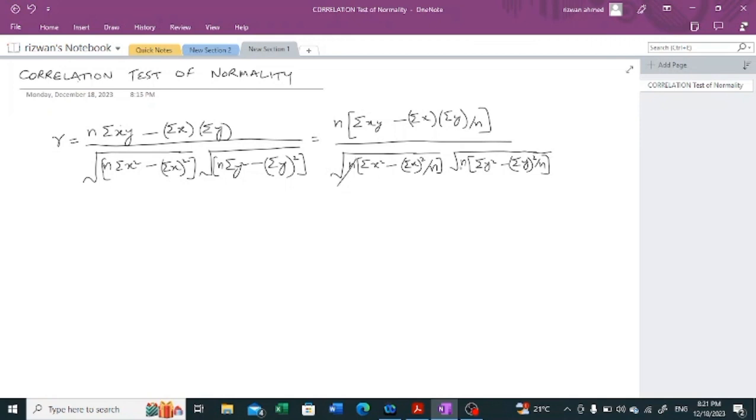So these two n factors inside the square root, when we multiply these two together, we get n, and this n will be cancelled out with the n that was taken common in the numerator. Now, we can write down this formula again in this way.